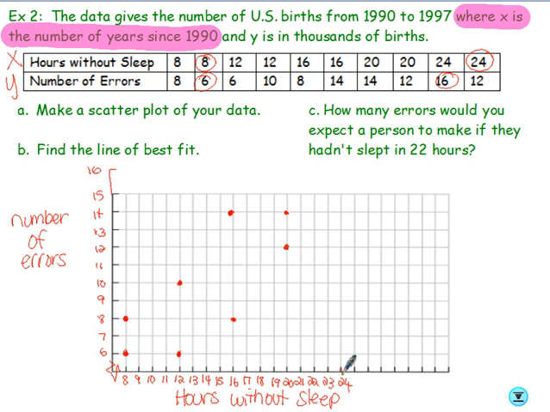24, we go all the way up to 16, so that was that extra box up here. And 24, and we go to 12. And the one thing that we are missing is our title. So we could say, how sleep affects errors.